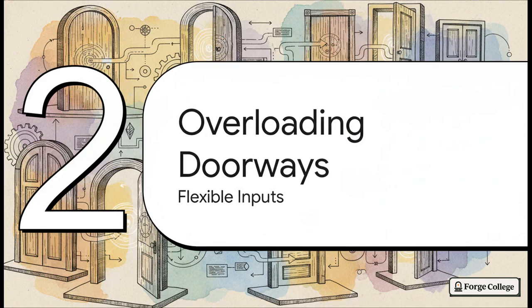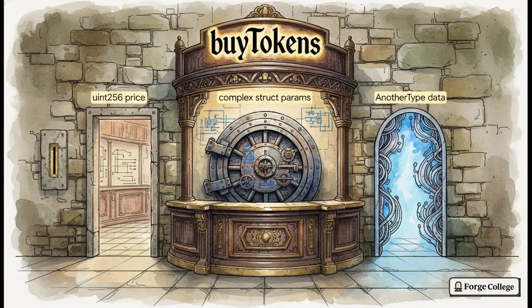Which brings us to Section 2, Overloading. Remember those multiple doorways? Overloading is actually pretty straightforward. It just means defining multiple functions with the exact same name, but with different parameter types, all sitting right there in the same contract scope.